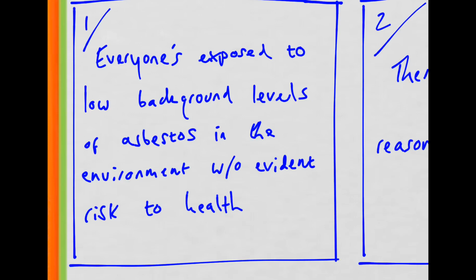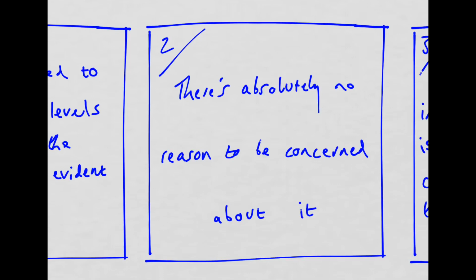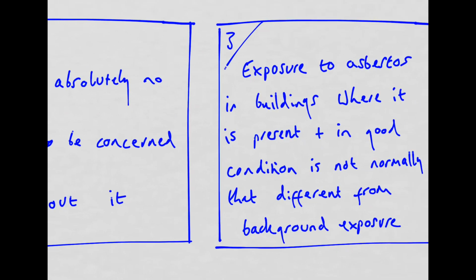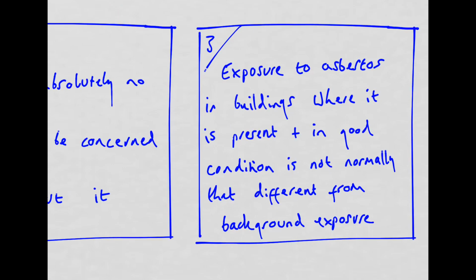So we're first told that everyone is exposed to low background levels of asbestos, this is a harmful mineral, in the environment without evident risks to people's health. The author says that there is absolutely no reason to be concerned about this exposure. And finally, they say that exposure to asbestos in buildings where it is both present and in good condition is not normally that different from background exposure.